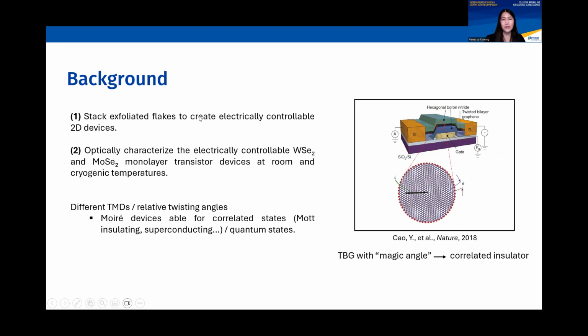And then the process of my research is to first stack exfoliate flakes from bulk materials to create electronically tunable 2D devices, and then optically characterize them by taking PL and absorption spectra.